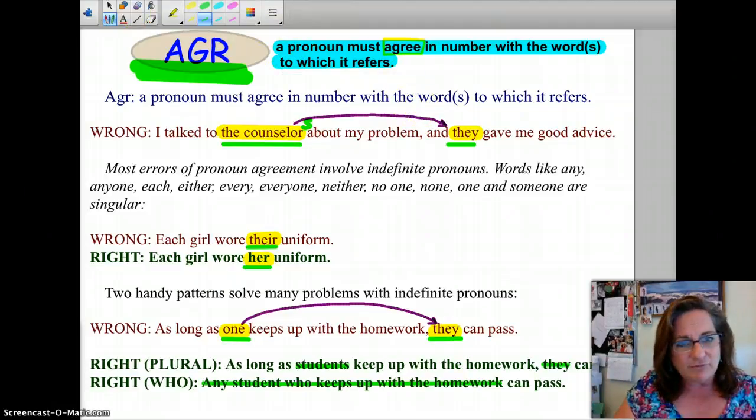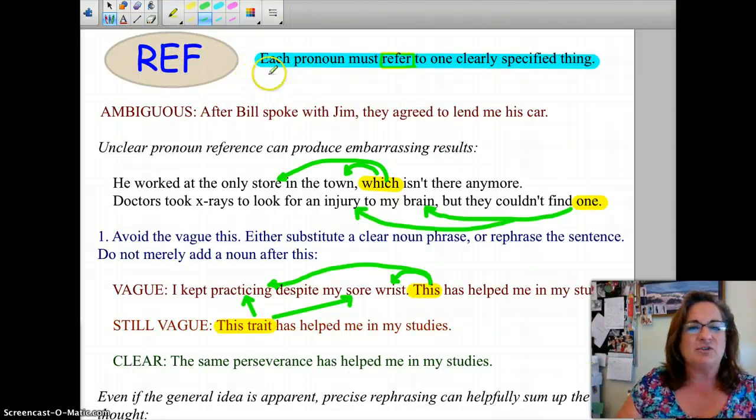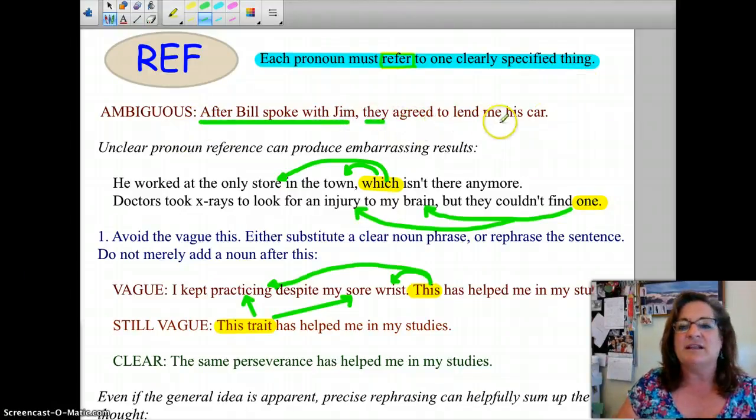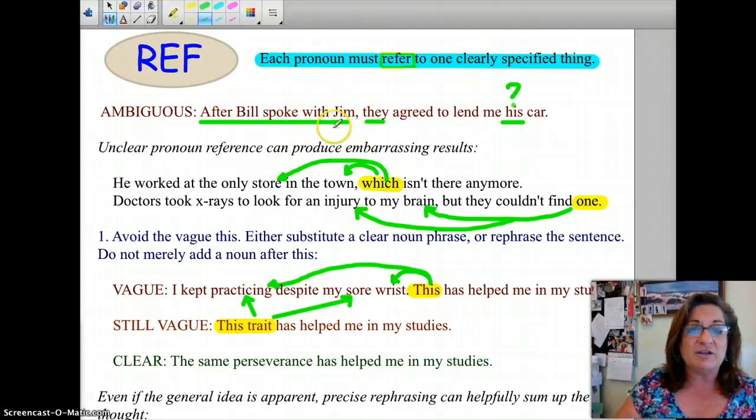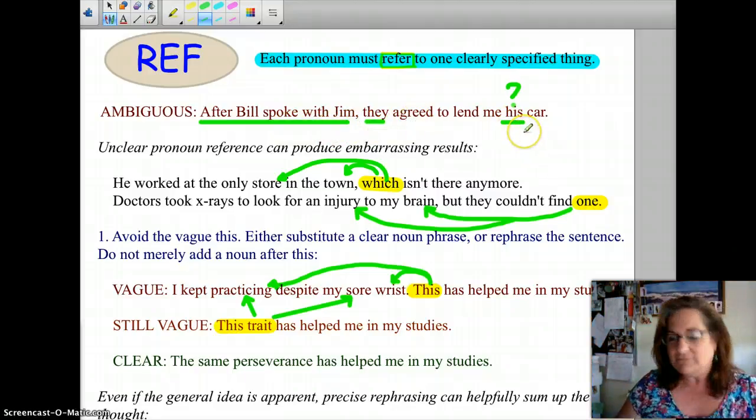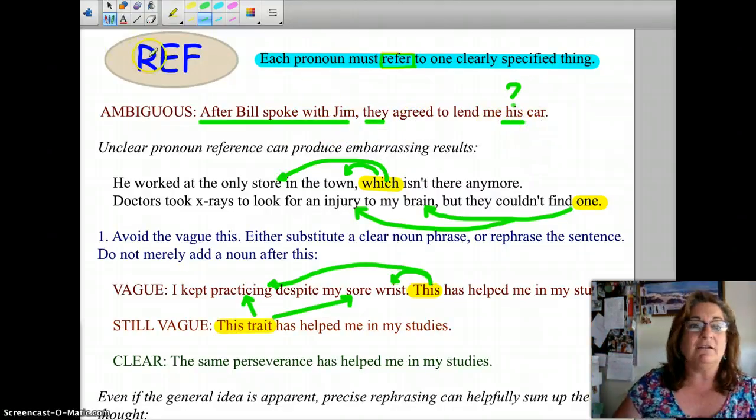And then the second rule that's a biggie here is make sure the pronoun is clearly related to or replacing another word. You can't make it vague. Each pronoun must refer to one clearly specified thing. So here's an example. After Bill spoke with Jim, they agreed, that's fine, to lend me his car. We don't know whose car it is. Is it Bill's car or Jim's car? So after Bill spoke with Jim, they agreed to lend me Bill's car or Jim's car, right? But that is an unclear pronoun reference. Needs to be made clear.